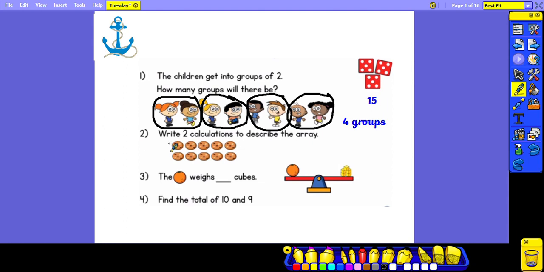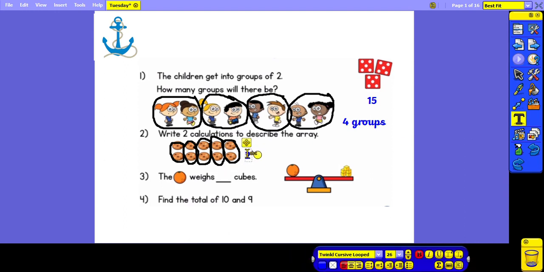And question two, write two calculations to describe the array. So as I said, this is using our repeated addition. So if we begin by looking at the columns, we could do two, add two, add two, add two, add two. So we're adding the same number together more than once. Okay, and then to work out the answer, we can count in multiples of 2. 2, 4, 6, 8, 10.